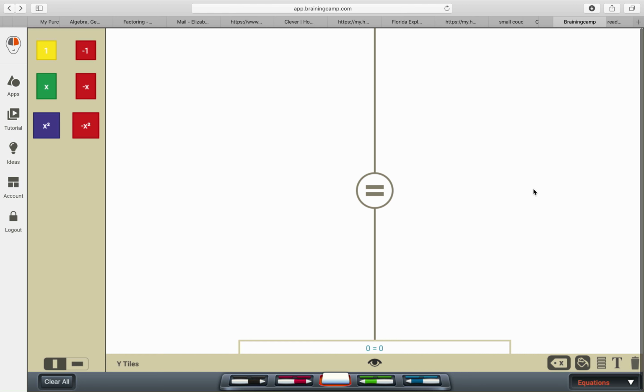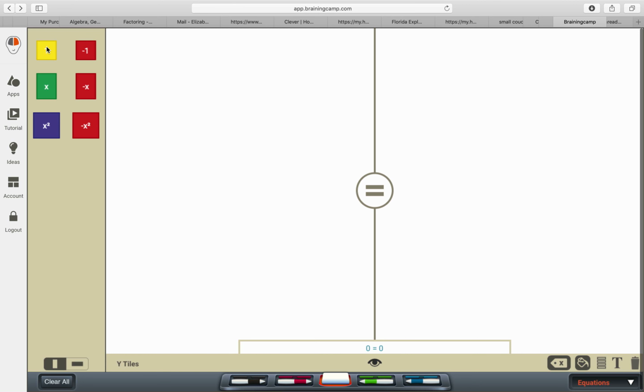Now, if you look at this mat, there's an equal sign in the middle, there's a left side and a right side. Right down here, you'll see it says 0 equals 0. Now, is 0 equals 0 true? Of course it's true. It's a true mathematical statement.